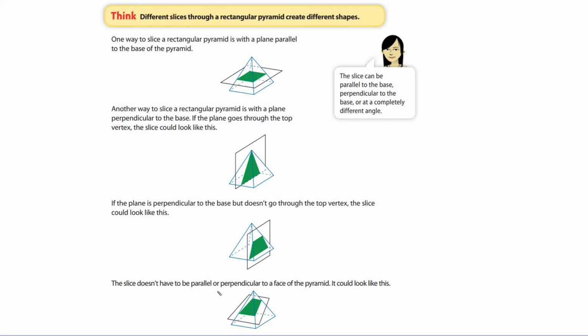The slice doesn't have to be parallel or perpendicular to a face of the pyramid. It could look like this. Think about this shape. Can everybody see that?